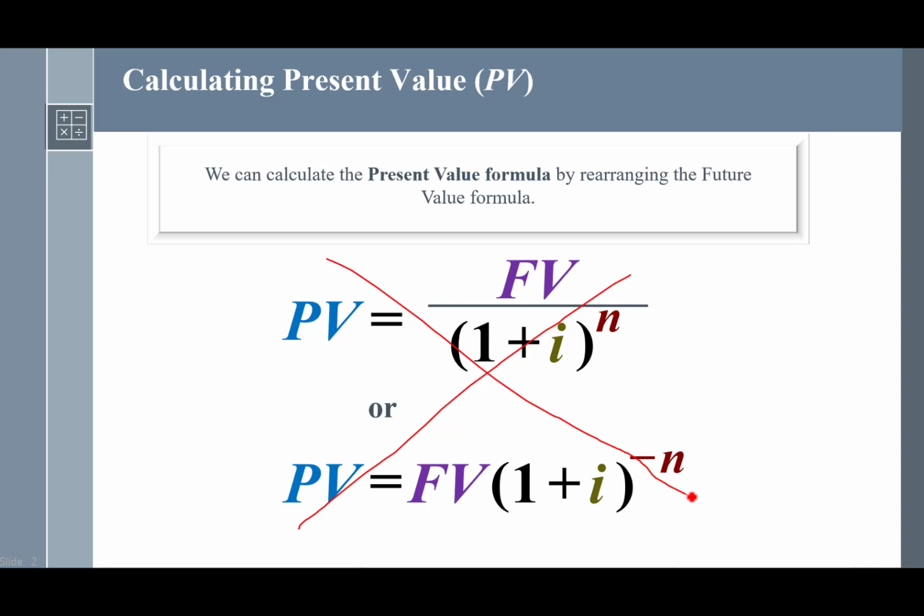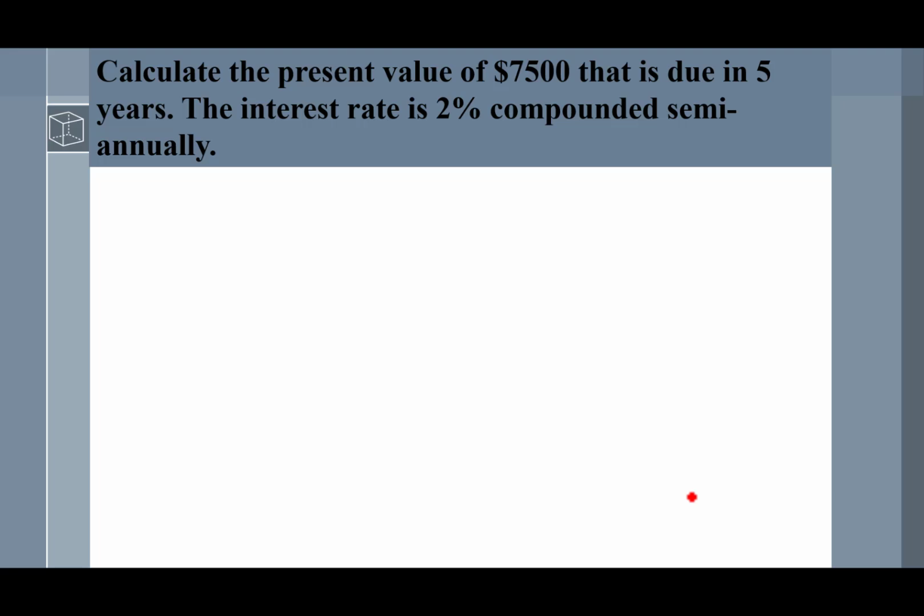Okay, let's look at our first example. And here we're trying to calculate the present value of 7,500 that's due in 5 years. The interest is 2% compounded semi-annually. So we're calculating the present value and 7,500 is the future value due in 5 years, interest rate 2% compounded semi-annually. Semi-annually, as we know, means twice a year times 5, so our n is 10.